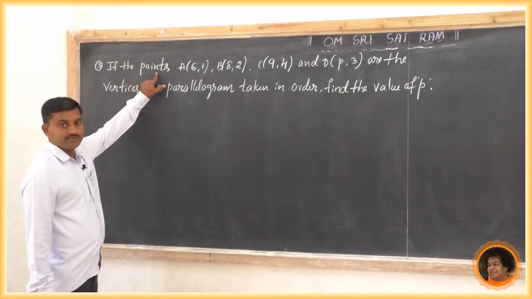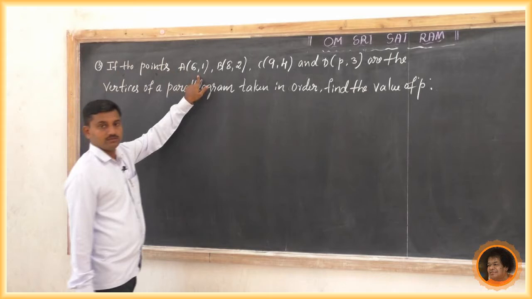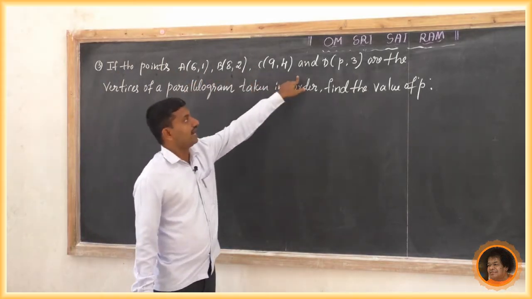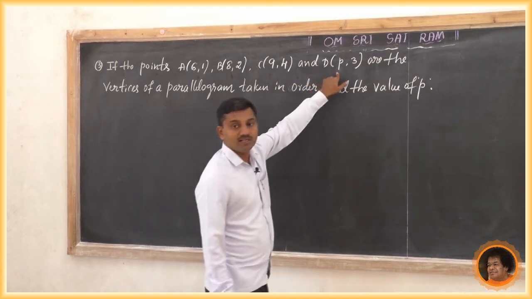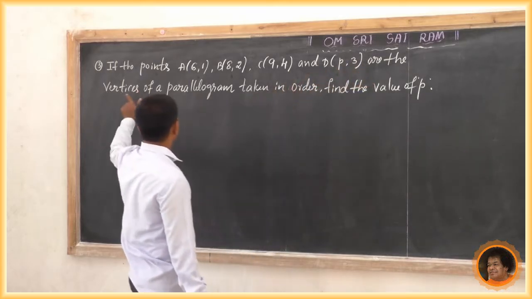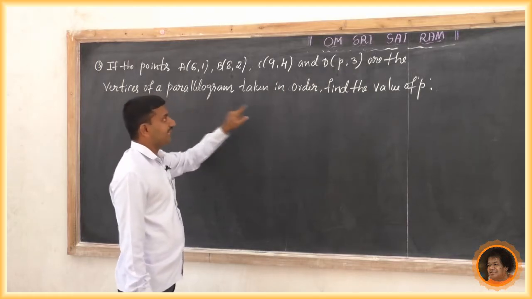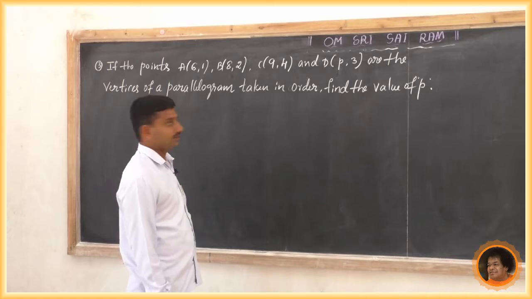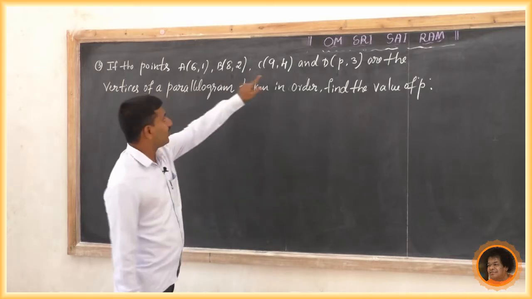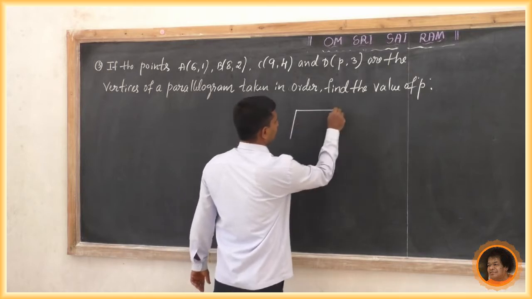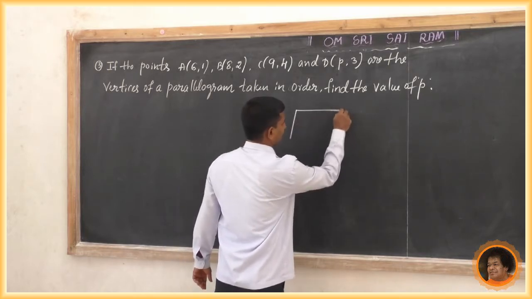If the points A (6, 1), B (8, 2), C (9, 4) and D (P, 3), where P is a variable, are the vertices of a parallelogram taken in order, find the value of P. So these are the vertices of a parallelogram. Just to recall the properties of the parallelogram.